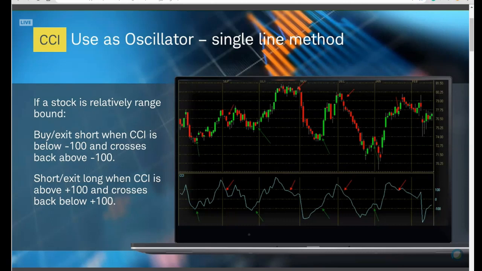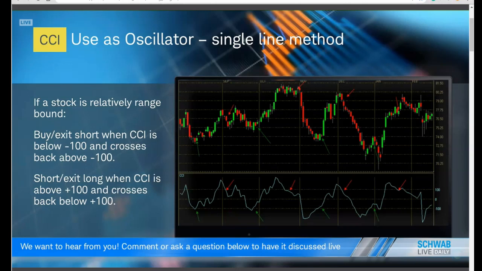So in this method, if a stock is range bound and the CCI breaks the negative 100 line, the stock is considered to be oversold. And just like with any oscillator, you're looking for an oversold condition to mean revert, to get at least back to the middle of the range.